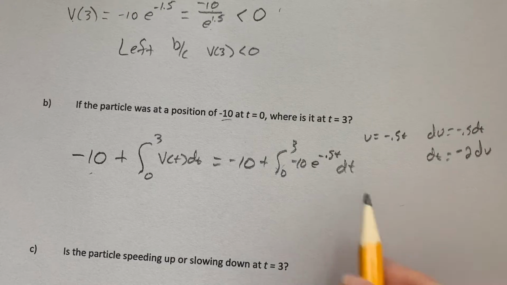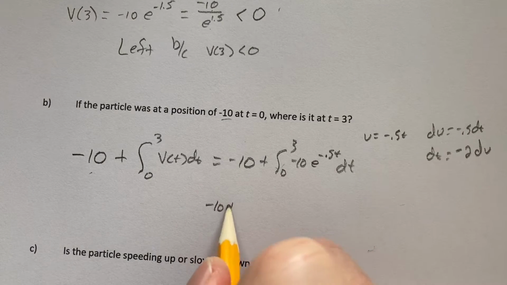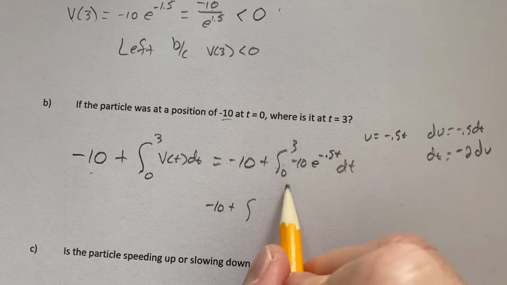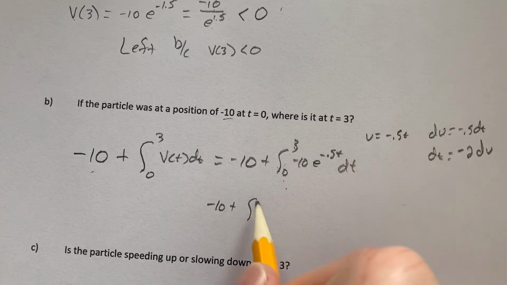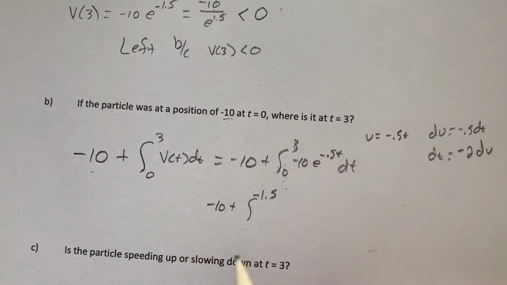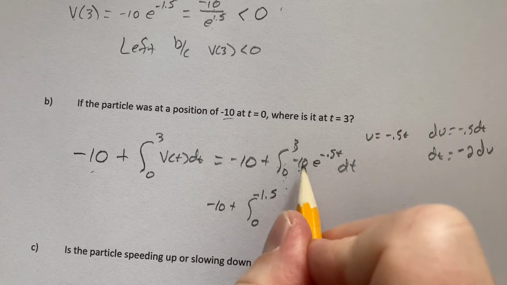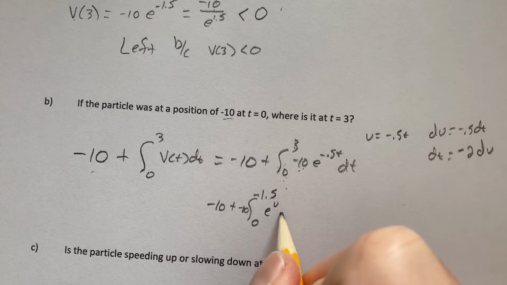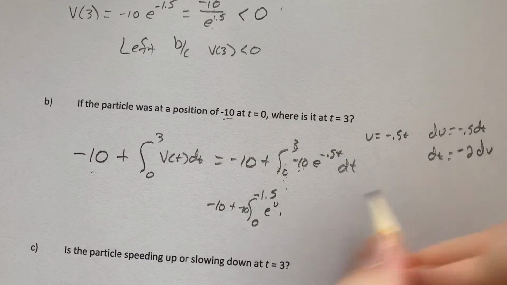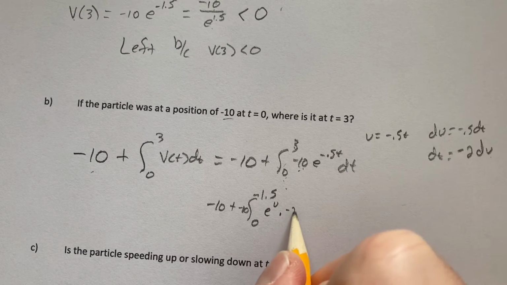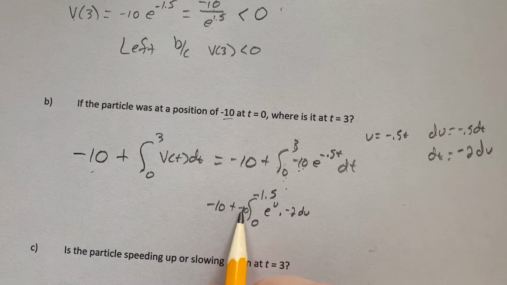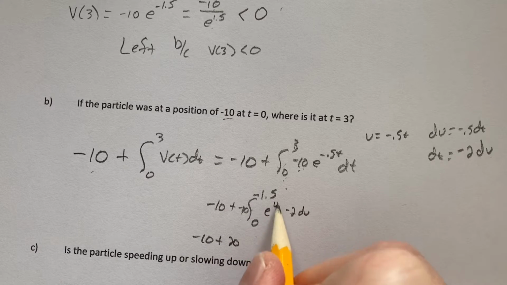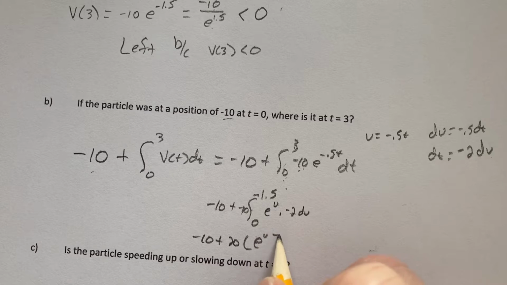So if we came back, this would be negative 10 plus the integral, and then I have to change these to u limits. So the 3 would now be negative 1.5, and the 0 would stay 0. And this would be negative 10, which I'll pull out front, e to the u times dt, which is negative 2 du. Now that negative 2 can come out here and join this. So this would be negative 10 plus 20 times the integral of e to the u, which is e to the u, from negative 1.5 to 0.